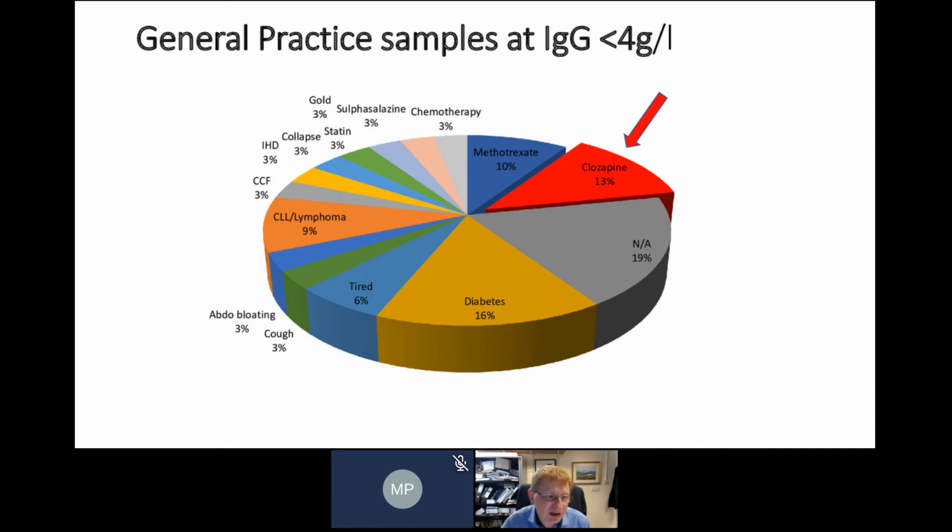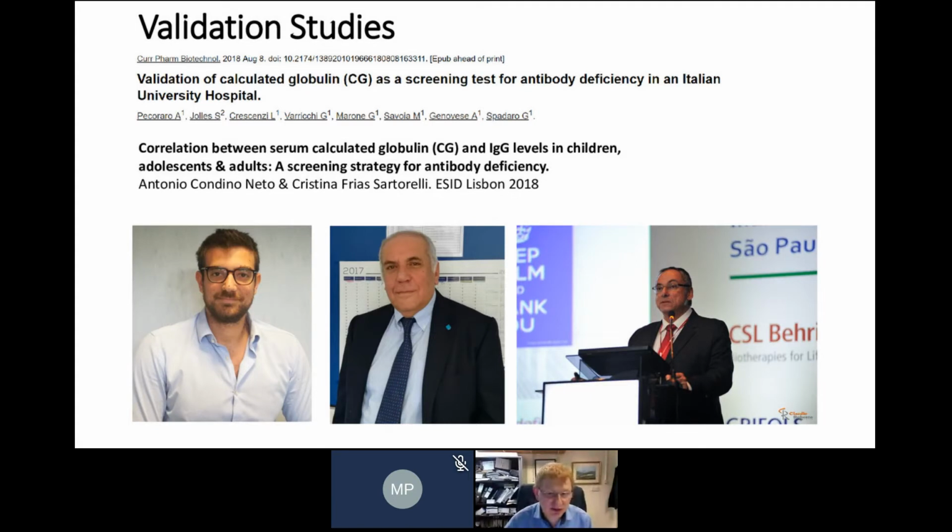Some, of course, that we recognize, CLL lymphoma and some particular medicines, methotrexate. And one thing popped up which caught us by surprise, which is clozapine, accounted for 13% of those samples, and that's a drug used in treatment-resistant schizophrenia, which I can touch on later as well. So new things coming out of what is essentially a rather unbiased screening process.